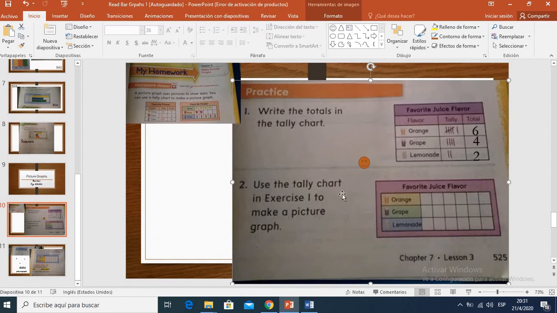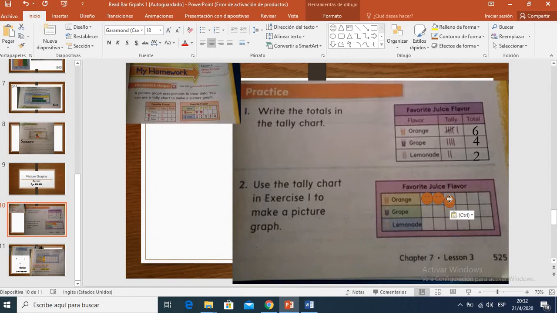Okay, now we need to use the tally chart in exercise 1 to make a picture graph. We're going to make a picture graph here. What are we going to use? We're going to use happy faces, okay? Because you could draw a glass of juice, but it's going to be a little bit difficult for you, so we're going to use a happy face, okay? So, how many happy faces will we draw for the orange juice? 6. I gave it a color, but you don't need to give a color. You can do it with your pencil. You draw a circle, 2 eyes, and a mouth, okay? In each of the spaces. You're gonna draw 6 happy faces.